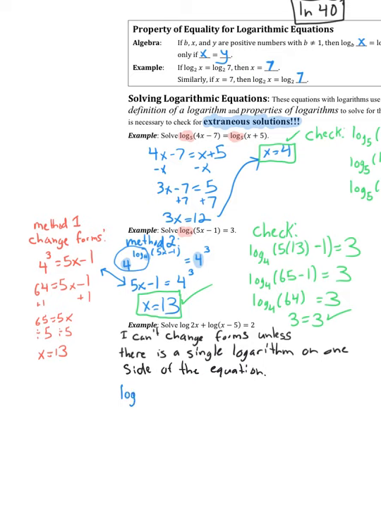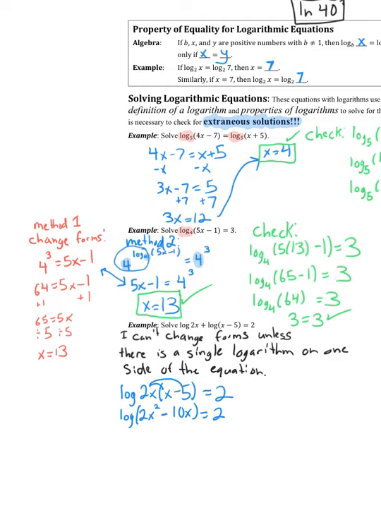I have log of 2x plus log of x minus 5. So I can rewrite this as a single logarithm, multiplied. And then I can go ahead and distribute this 2x minus 5. And I get log of 2x squared minus 10x. And that all equals 2.